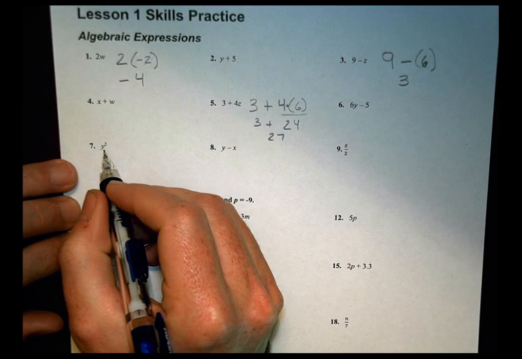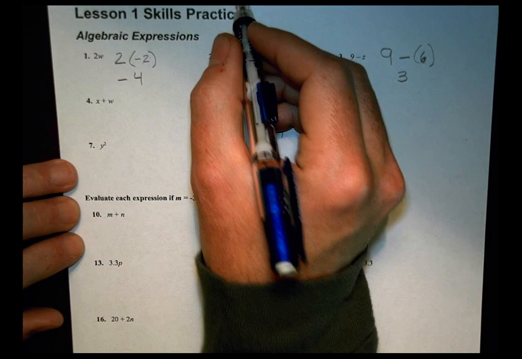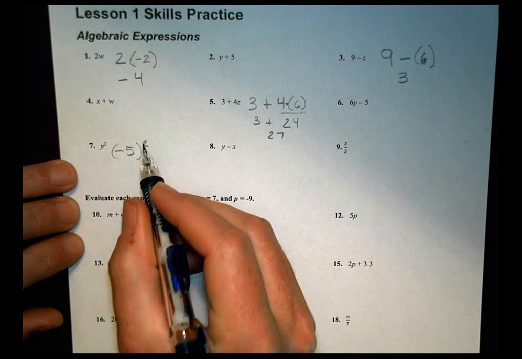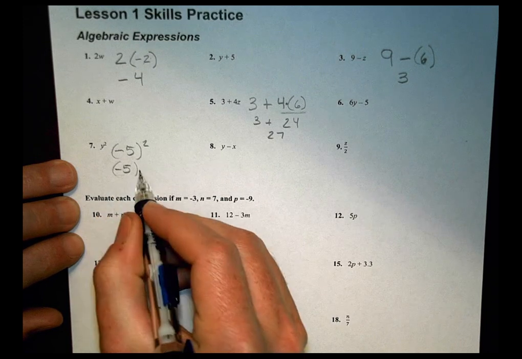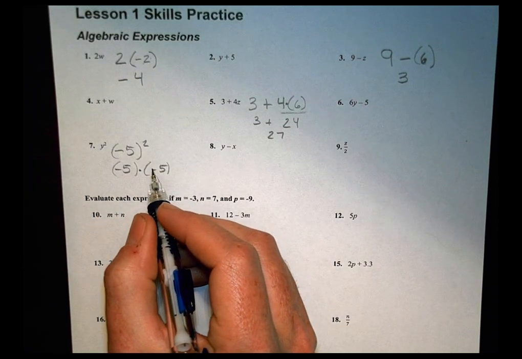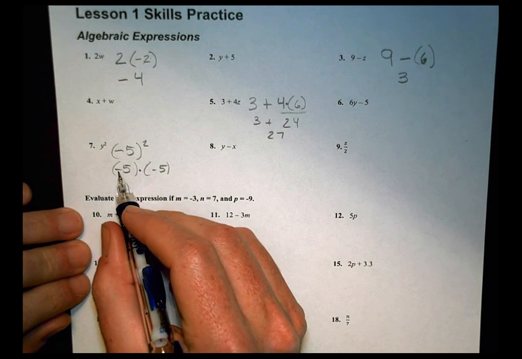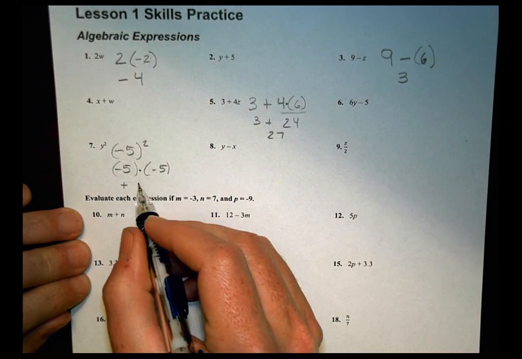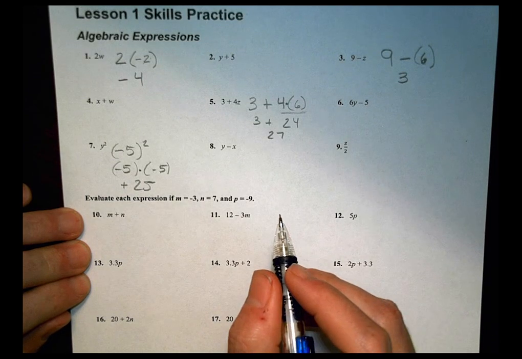For number 7, we have y squared. Alright, so y is -5. So we'll do -5 squared. Now -5 squared means what? It means take -5 and multiply it by a -5. And -5 times -5 is going to be, well, first of all, a negative times a negative is a positive, and 5 times 5 is 25. So you can just write 25. You don't have to write plus 25 there.